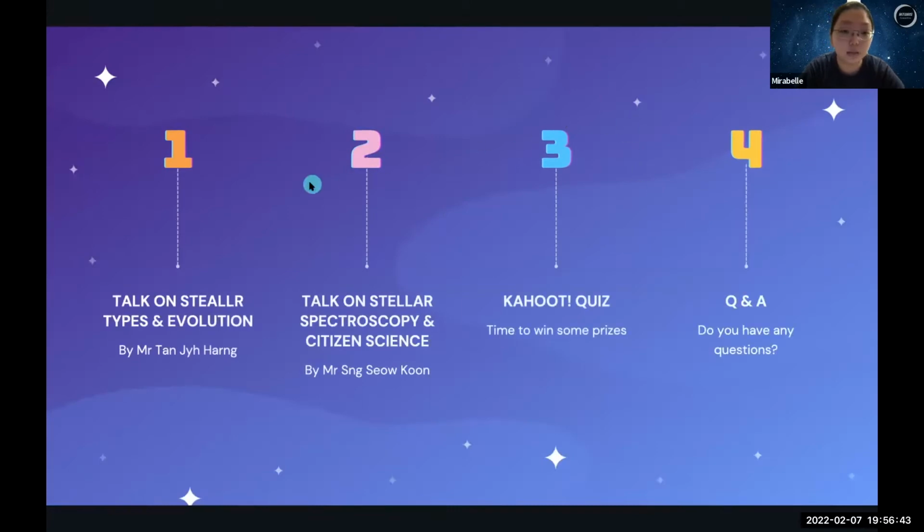Okay, so this is the timeline for today's talk. First, we have the talk on stellar types and evolution. Okay, I see a typo here. Sorry, guys. Okay, so the first part will be by Mr. Tan, and then the second part will be a talk on stellar spectroscopy and citizen science by Mr. Singh. And then after that, we'll proceed on to the Kahoot quiz, and some of you can win some prizes. Then finally, we have the Q&A.